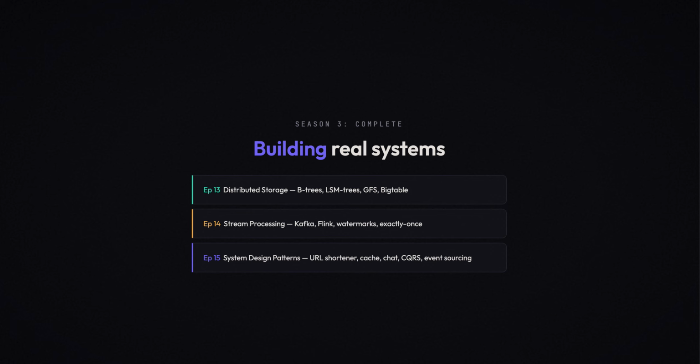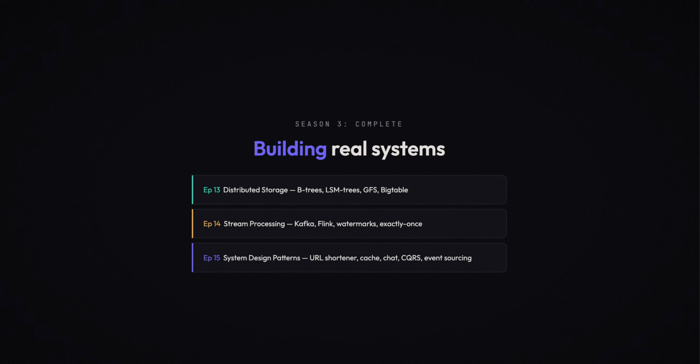Season 3 is complete. Episode 13, Distributed Storage. B-trees versus LSM trees, GFS and HDFS, Bigtable and its descendants. The storage foundation. Episode 14, Stream Processing. Kafka as the distributed log, Flink for stateful stream computation, event time, watermarks, and exactly-once semantics.